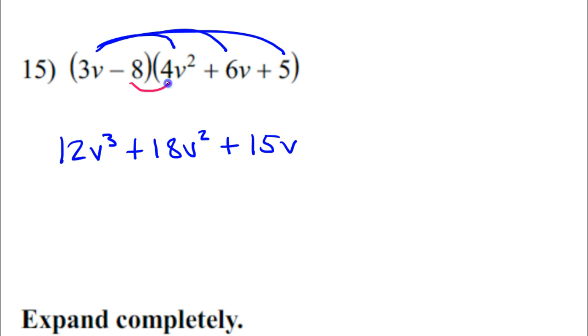Now I will distribute the negative 8. Negative 8 times 4v squared is negative 32v squared. Notice how I line up my like terms. You should do the same. Negative 8 times 6 is negative 48, so this will make negative 48v because of the v. And negative 8 times 5 is negative 40.